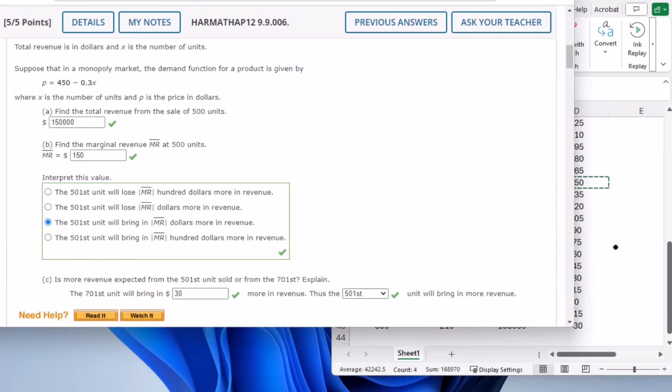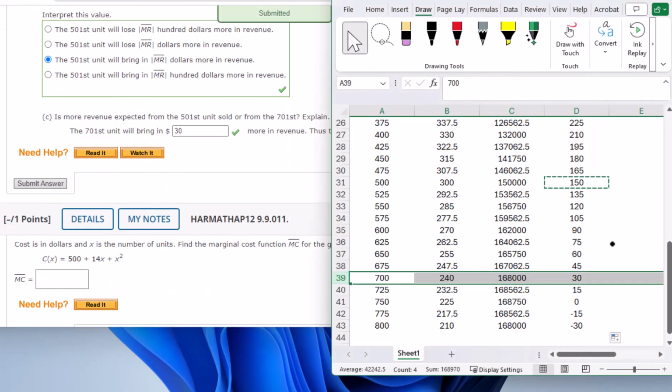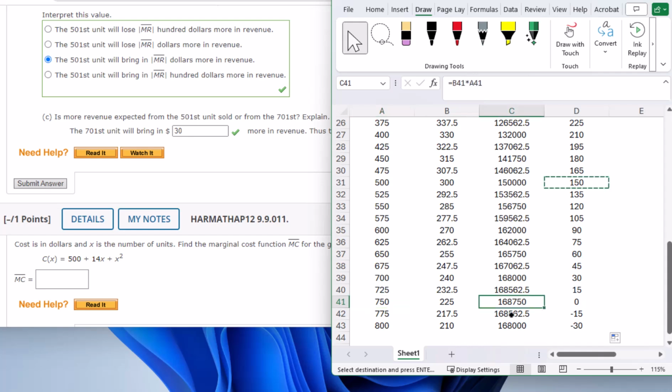However, you don't want big marginals. The best revenue is when the marginal is 0. So your maximum revenue is right there. So you can see that your total revenue at 700 is 168,000, but your revenue at 500 was only 150,000.